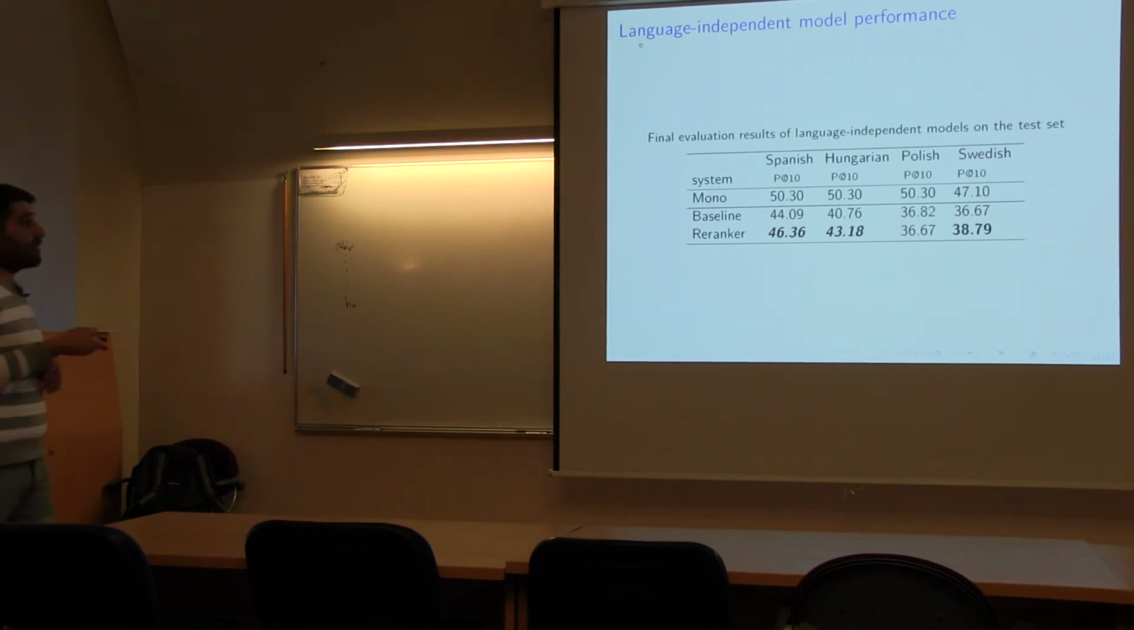So again, our reranker also outperformed the baseline for Spanish, Hungarian, Polish, and Swedish. Here, we didn't improve the Polish system. However, you can see that the baseline system is not good compared to Spanish and Hungarian. The same case for Swedish, even though here we improved by 2 points for Swedish.